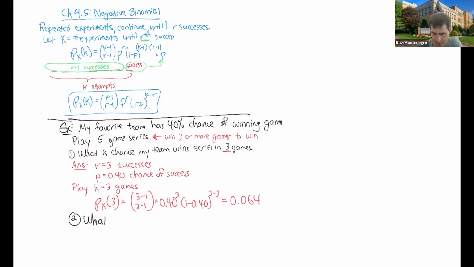Then let's say, well, what's the chance they win in 4 games? That means that they do not win the series in 3 games. They have to play to that last game. So this is also a negative binomial case because we play until that specific point that has been given. So we still have 3 successes. We still have 40% chance each time. And now we win in k equals 4.